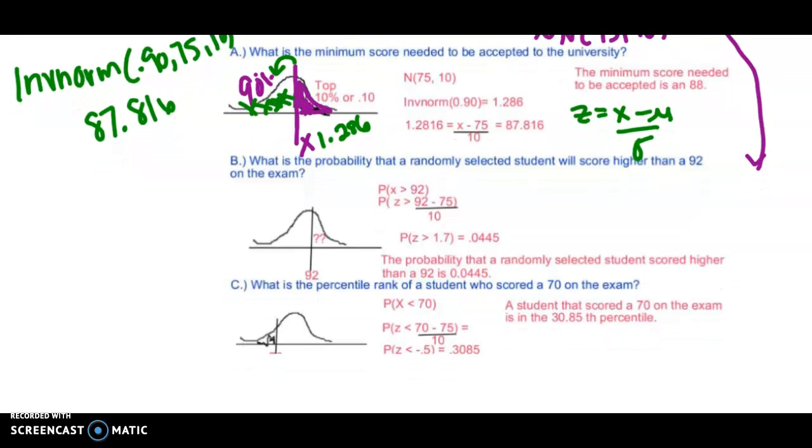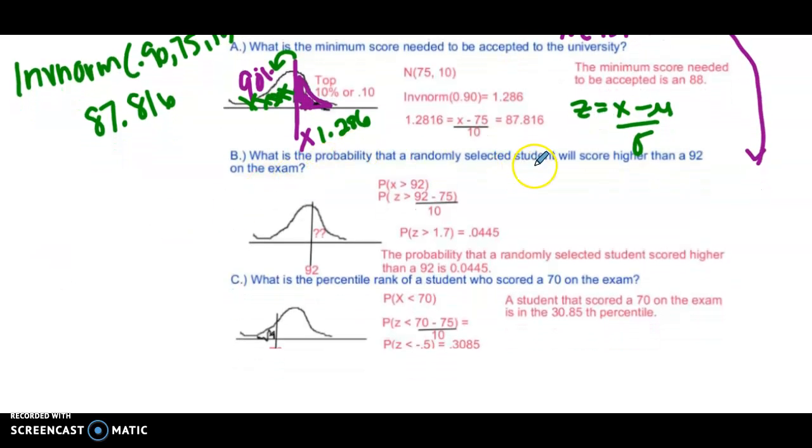All right, letter B says, what is the probability that a randomly selected student will score higher than a 92? Make sure that you're showing all these steps. First, what is the probability that they're scoring higher than a 92? Then you must show the work for your z-score: 92 minus your mean, divided by your standard deviation, gives you a z-score of 1.7. What's the probability that it's larger than 1.7?